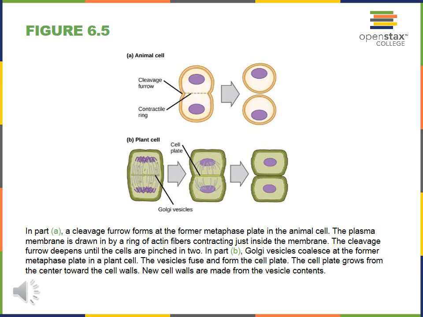Here's a pictorial for you. The top is the animal cell, the bottom is the plant cell. You can see how we get this cleavage furrow with this contractile ring, and as it tightens more and more, it pops the cells together. It pulls that tightly so that they pop open into two separate cells. And the plant cell doesn't show them separating, but they're now two separate cells as well.